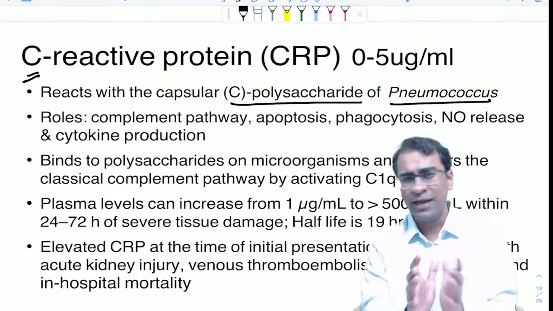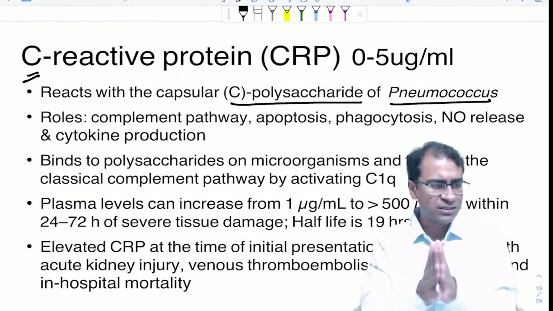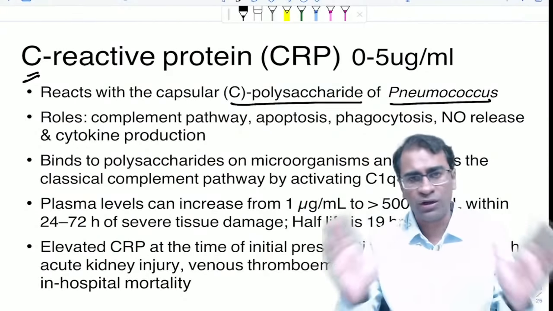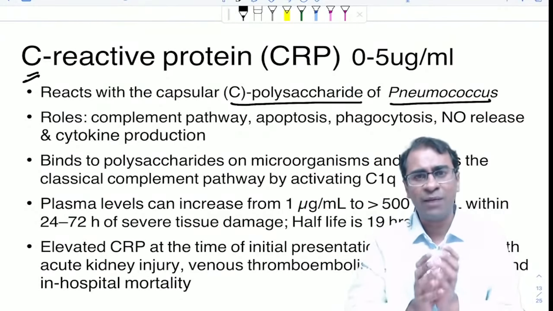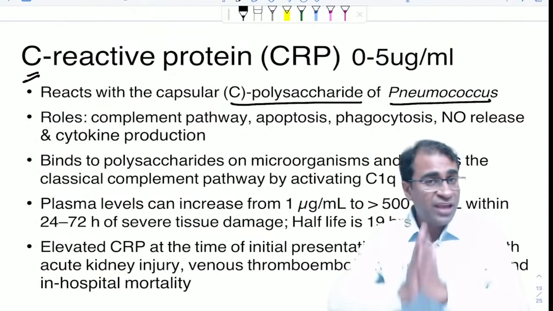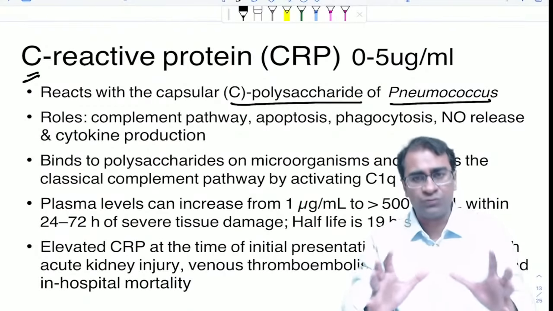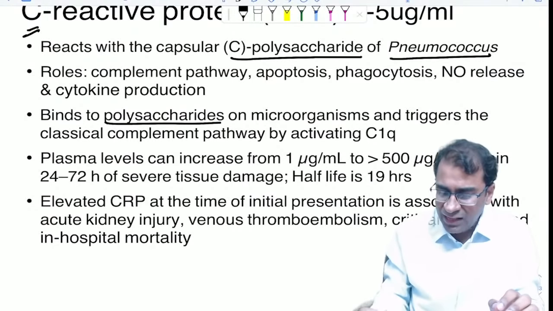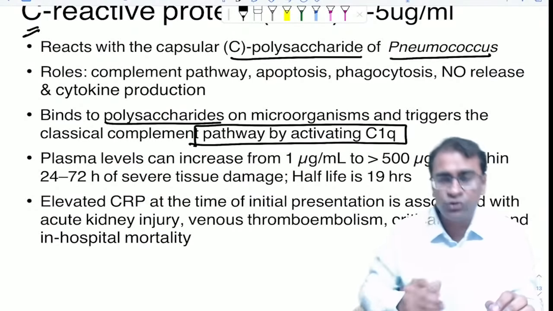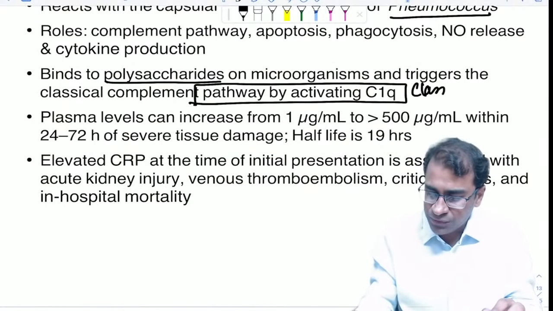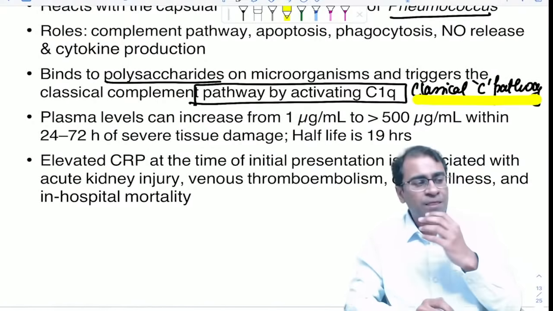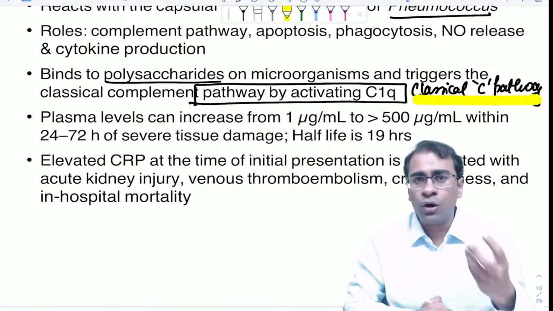Now, when you look at its name, it will really confuse you. C-reactive protein means it must only and only react against pneumococcus. But that is a wrong statement. That statement is completely undermining the importance of C-reactive protein. C-reactive protein, being an acute phase reactant, has numerous functions. One of the very important ones is that they bind to polysaccharide and activate C1Q, which, you remember, is the classical complement pathway. So one of the most important roles of the C-reactive protein is to activate the complement pathways.